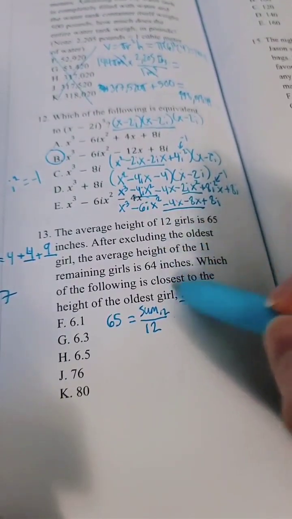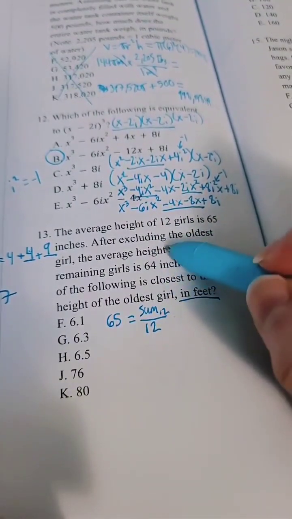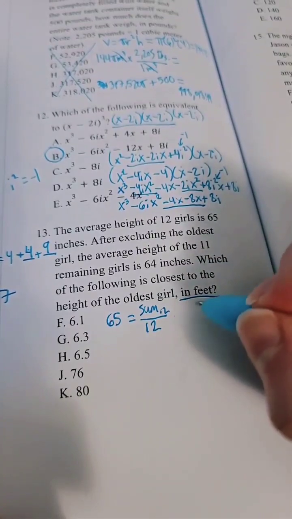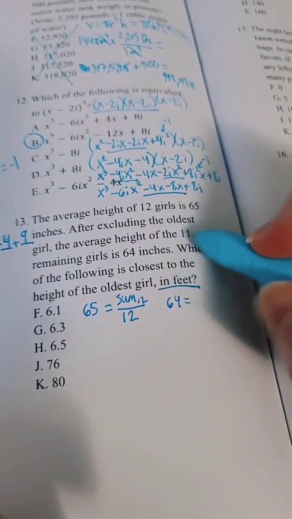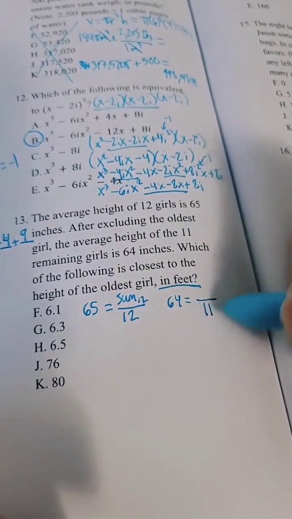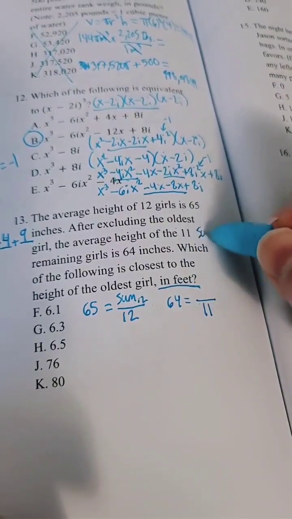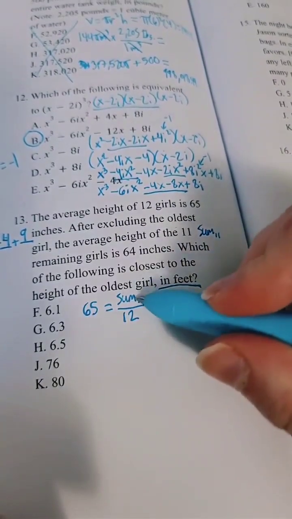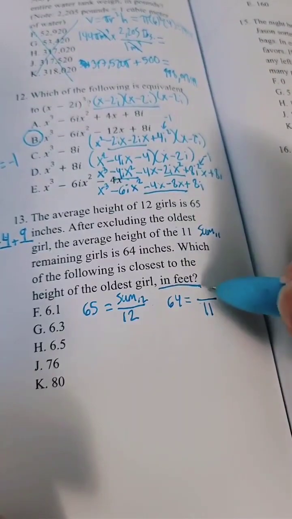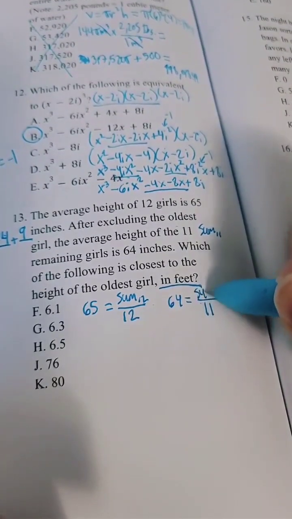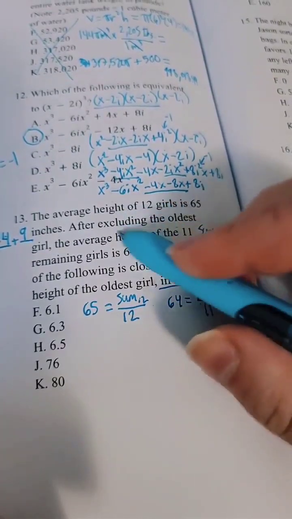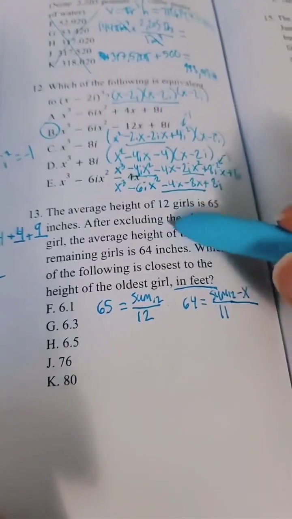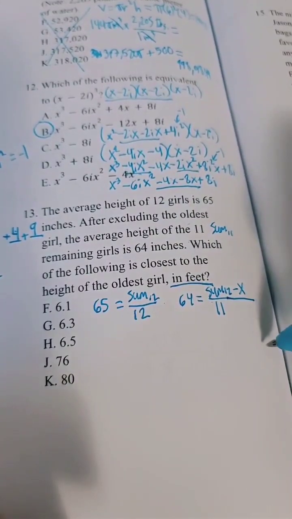Now, if we want to come up with a similar equation for when it's 64 inches as the average or the mean, we would say that the mean or average, 64 inches, is equal to the sum of the 11 divided by 11. But another way that we could say sum of 11 is that it's the sum of 12 minus the girl they exclude. So it would be sum of 12 minus that x for the height of the girl that they exclude, the oldest girl that they're excluding. And that would be the same as saying the sum of the 11.